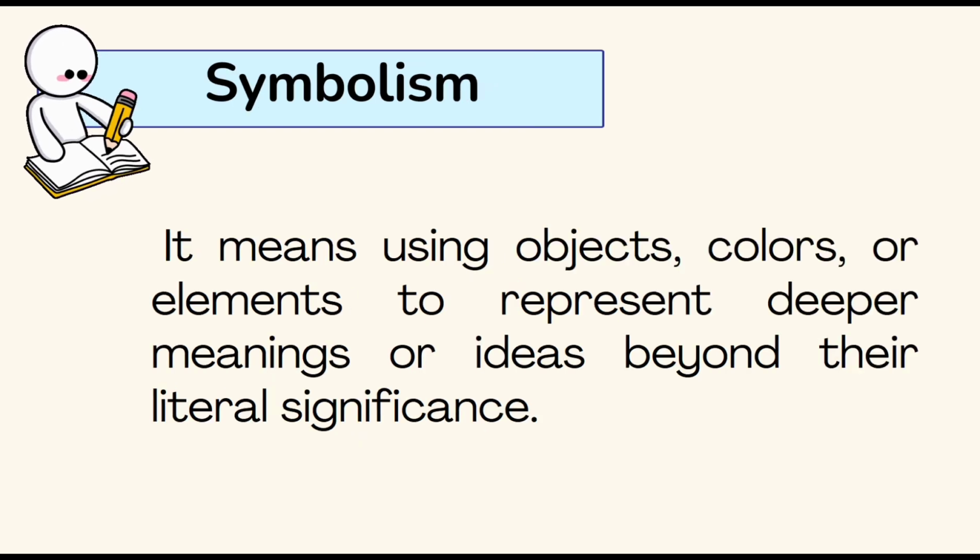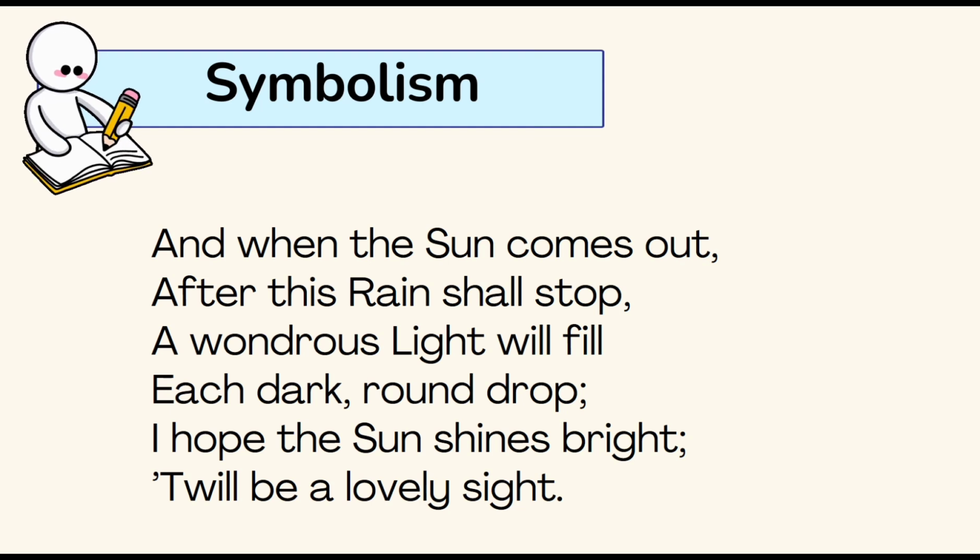Another literary device is symbolism. It means using objects, colors, or elements to represent deeper meanings or ideas beyond their literal significance. Example, and when the sun comes out, after this rain shall stop, a wondrous light will fill each dark, round rock. I hope the sun shines bright. 'Twill be a lovely sight.